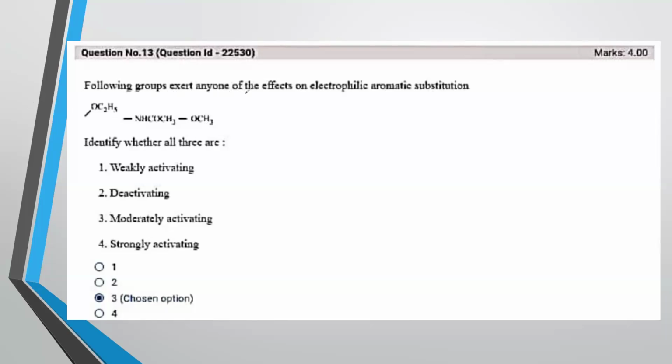Following groups exert any one of these effects on electrophilic aromatic substitution. Identify whether they all are... So try to read this question and first type your answer in chat box. First group is OC2H5, second group is NHCOCH3, and third group is OCH3. What would be the answer of this question? Type your answers in chat box.